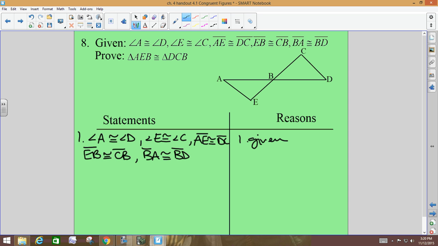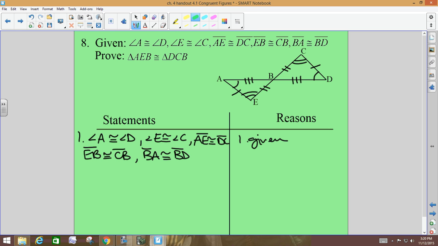After you write your given, what should we do with that information? Mark your picture, good. Angle A congruent to angle D. Angle E is congruent to angle C. AE is congruent to DC. EB is congruent to CB. And BA is congruent to BD. We're trying to prove that the 2 triangles are congruent, which means we have to have 6 things for sure listed in your proof. Not 6 statements, but 6 things listed, that all 3 pairs of angles are congruent and all 3 pairs of sides are congruent.